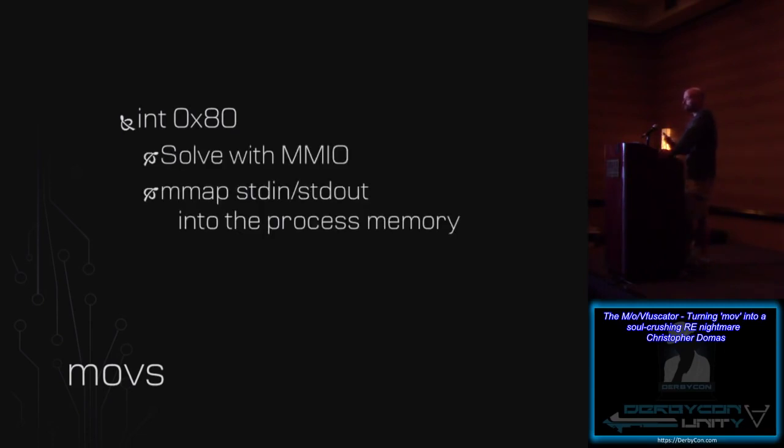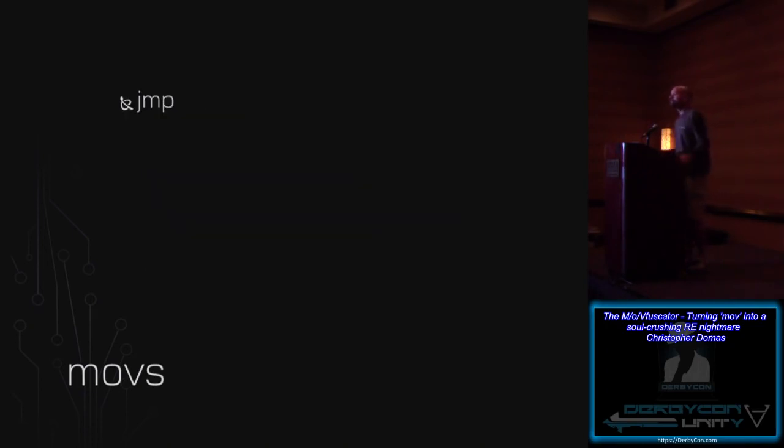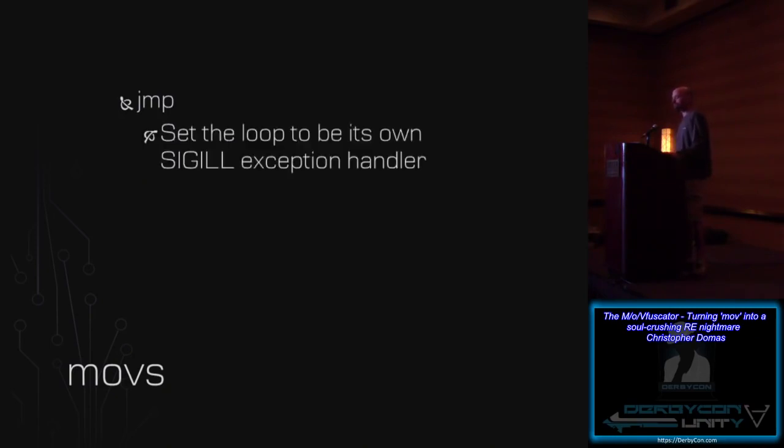So by mapping the standard in and standard output streams into our process's memory, we can then access standard in and standard out just through move instructions. So we can use move for I/O after we map those streams into our memory. So int80 is an easy one to get rid of. That jump at the end, that one's a little bit more complex.